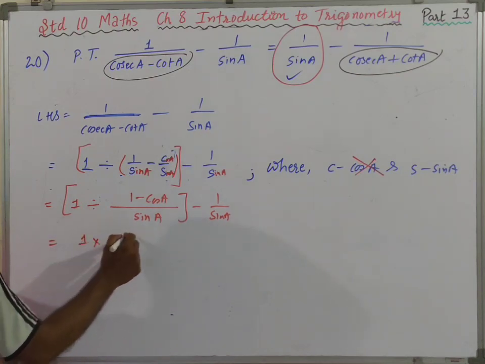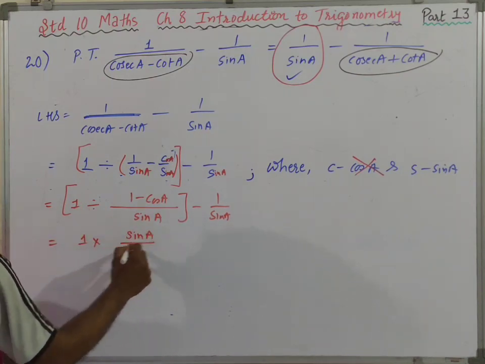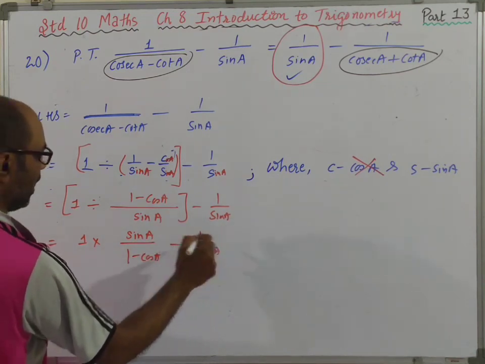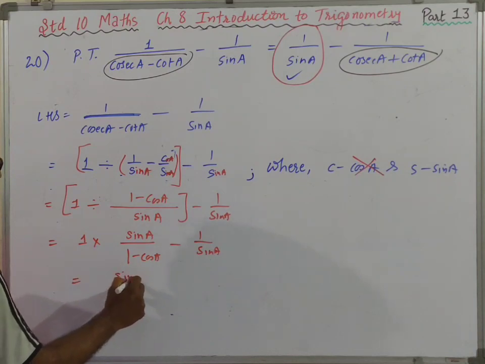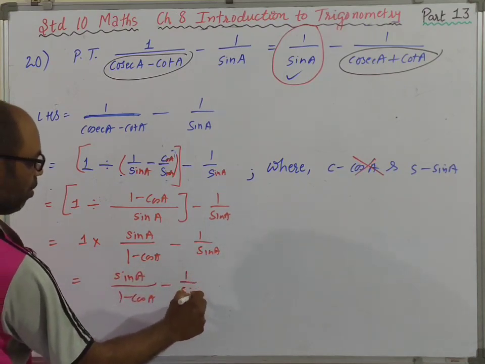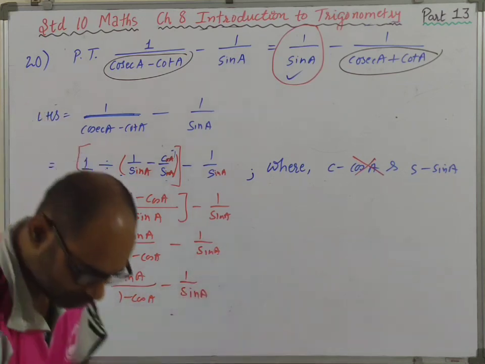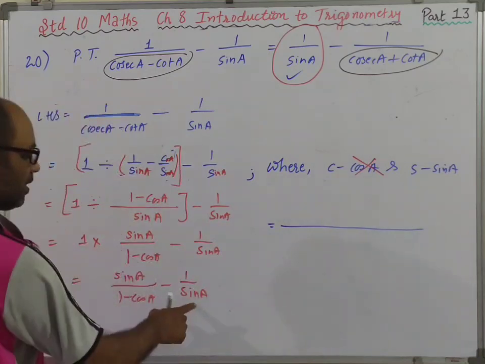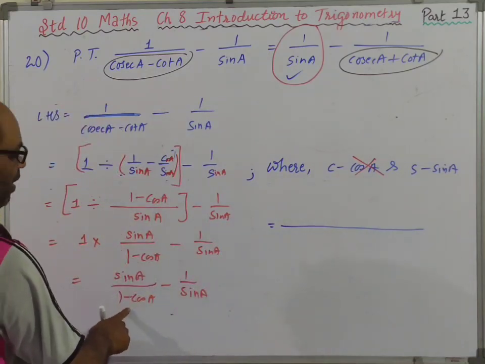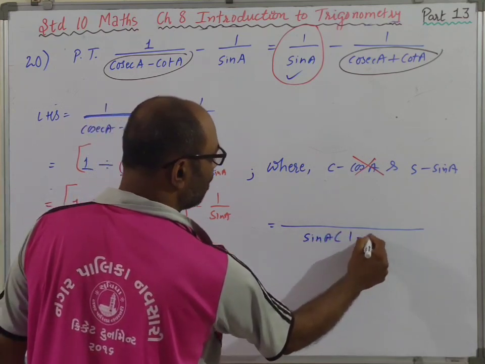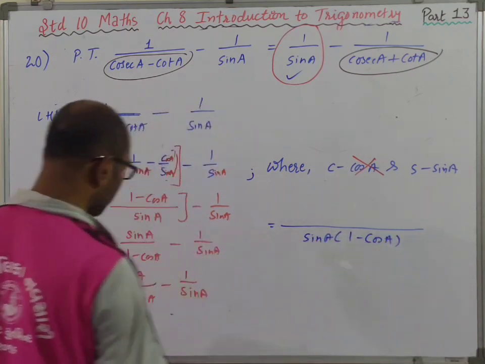So, 1 into sine A goes up, and 1 minus cos A minus 1 upon sine A. That is sine A upon 1 minus cos A minus 1 upon sine A. Obviously, you will go for LCM, correct? LCM में sine A है और this binomial 1 minus cos A. So, sine A into 1 minus cos A.